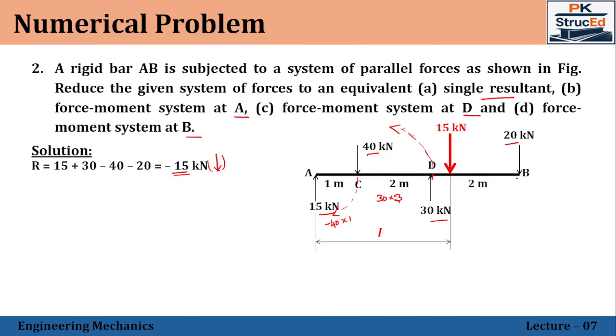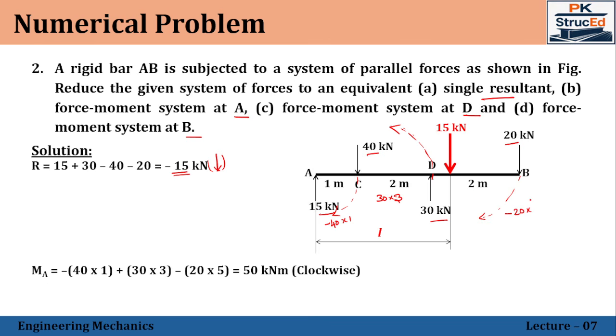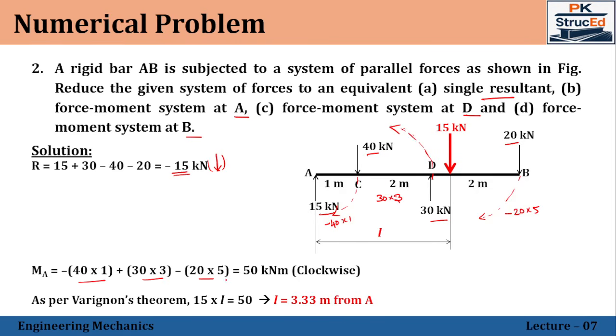And finally, this 20 Newton force is acting on the right side of the point A. So it tends to rotate in the clockwise direction about the point A, so that value will be negative. So minus 20 into the perpendicular distance, which is 2 plus 2 plus 1, 5. So that's what has been represented here. So minus 40 into 1 plus 30 into 3 minus 20 into 5, which comes to 50 kilonewton meter clockwise.